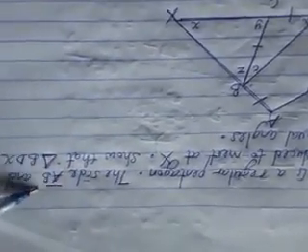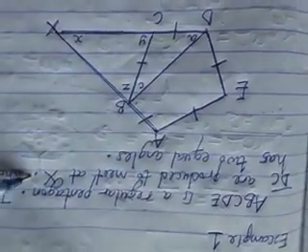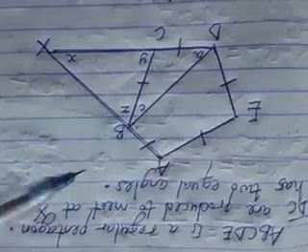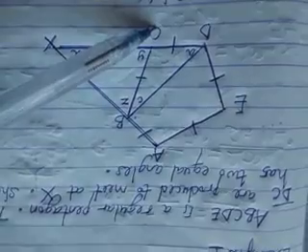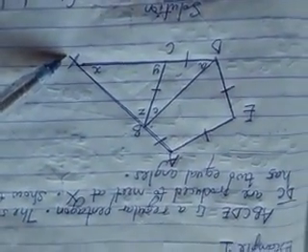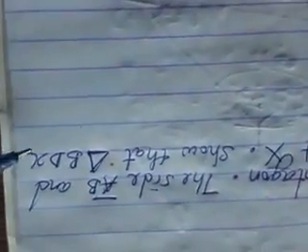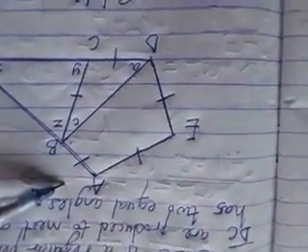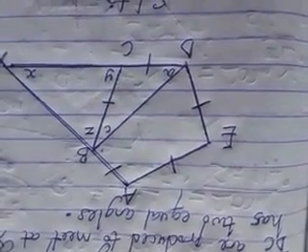The side AB and the side DC are produced to meet at X. When you read it, look at your diagram. The side AB and the side DC are produced to meet at X, as you can see in the video. Now they are asking you, show that triangle BDX has two equal angles.